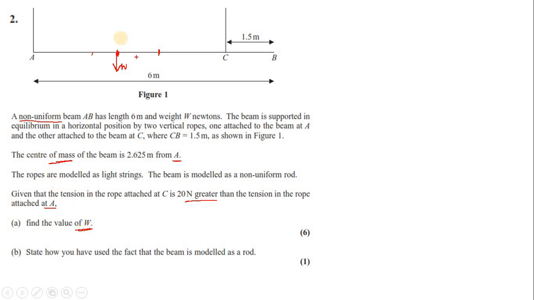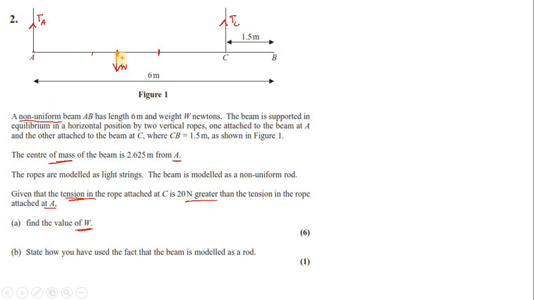And other forces are tensions in the string, at A and C. So tension always acts in the string away from the point of contact. So we can say that this is the tension in the string TA, and the tension in the string at C is TC, acting upward. And that's it. These are three forces acting on this rod, W acting downward and TA and TC acting upward. We need to find the value of W.